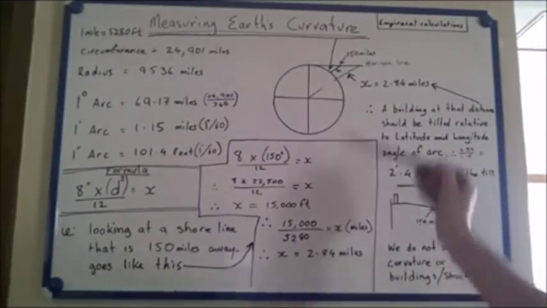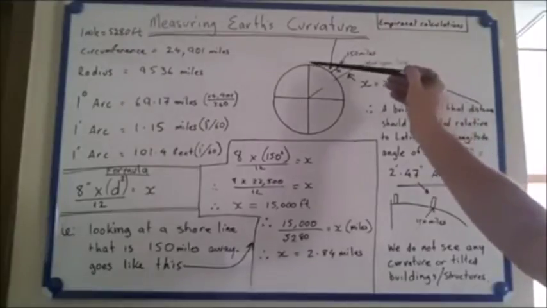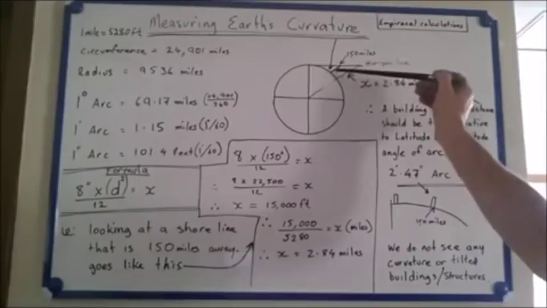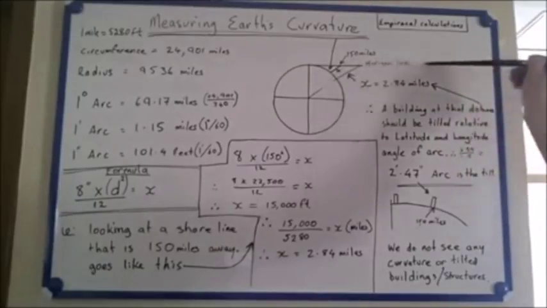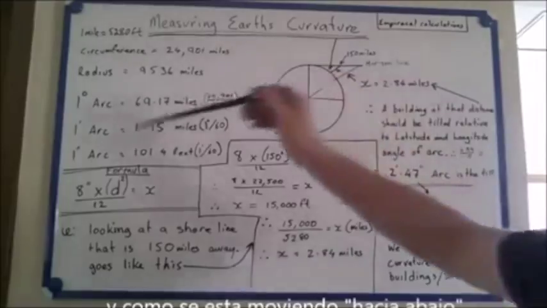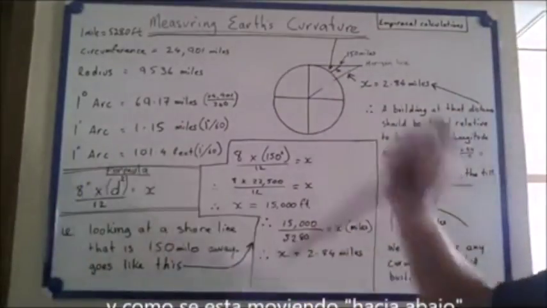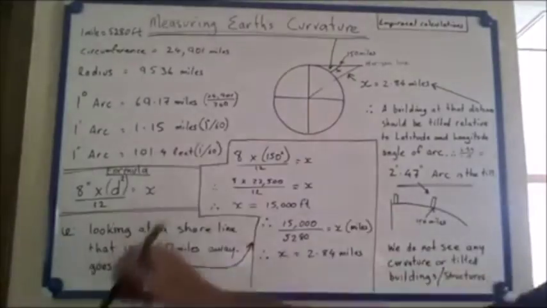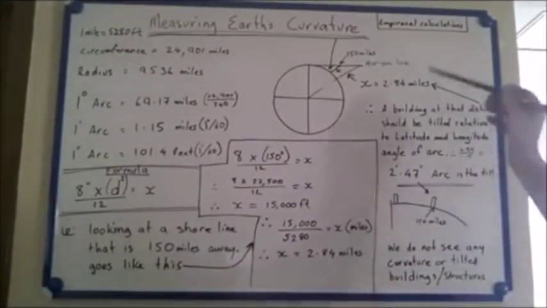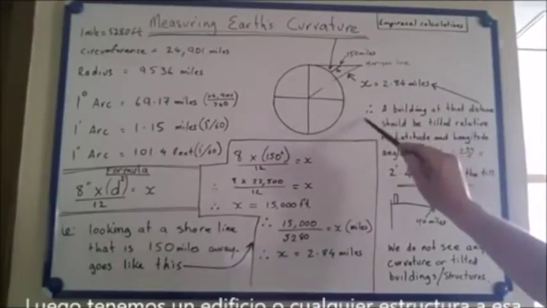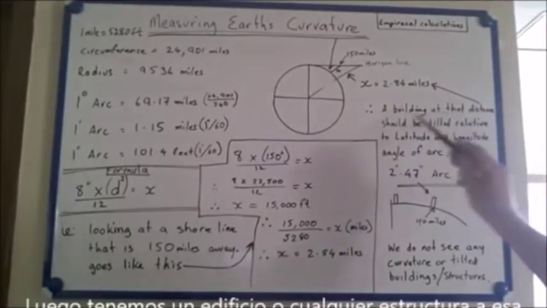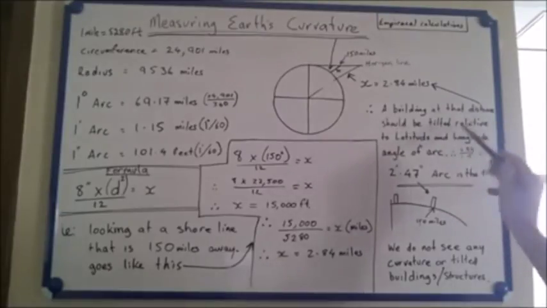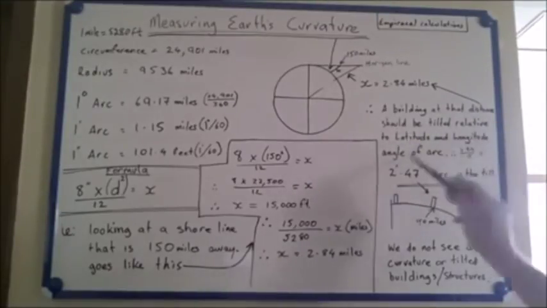So something at a distance of 150 miles away should be down the curvature by 2.84 miles, below the horizon line. Of course, it's moving down like that, so it'll be right down there. That means you can't see it. It's nearly 3 miles below the curvature. Of course, therefore, a building at that distance, or any structure that's straight, should be tilted relative to the latitudinal and longitudinal angle of arc.